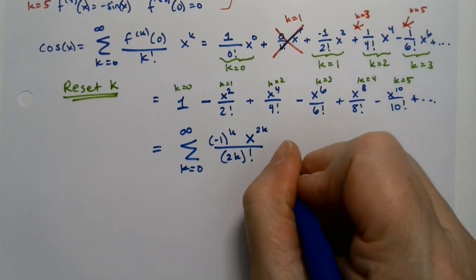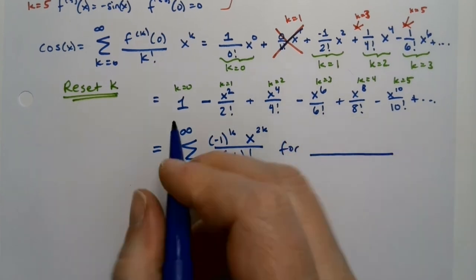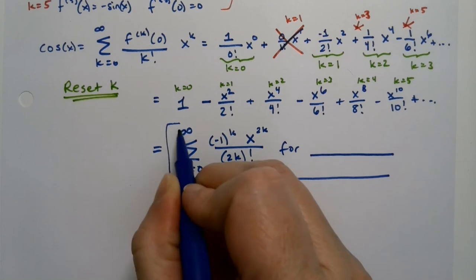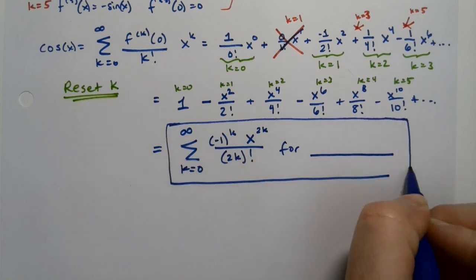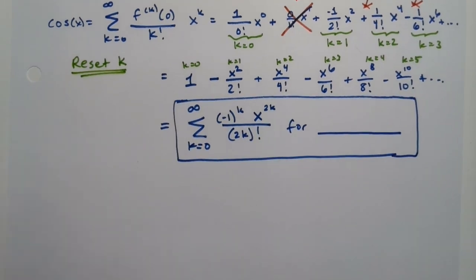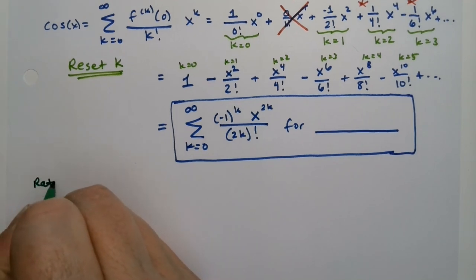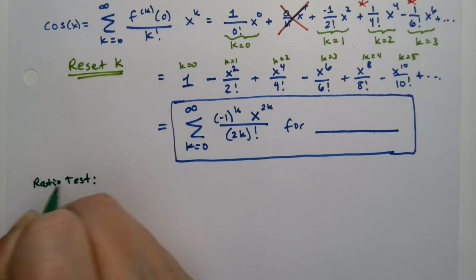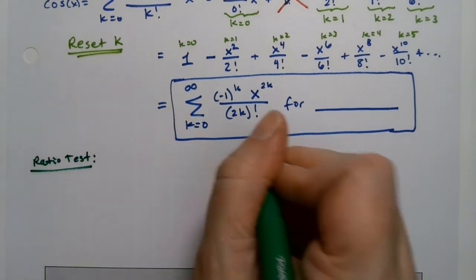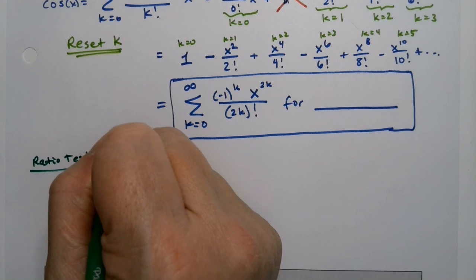The trick is that we don't know yet what the interval of convergence is, so that we're going to have to determine. We can leave that blank for right now, and we'll be back for it. To find that interval of convergence, we're going to need to do the ratio test, of course. Because there's factorials involved, we're definitely going to do the ratio test.